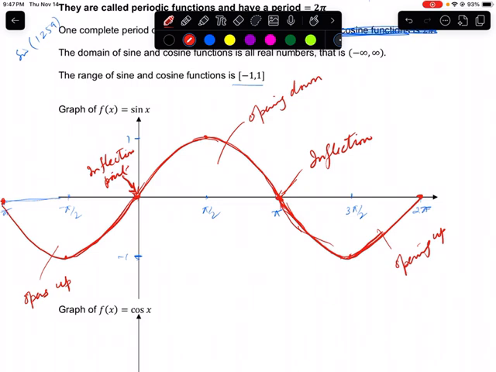So if you want, you can put the point values. This is pi, 0, this is 3 pi over 2, negative 1, this one is 2 pi, 0, and so on. This will be 0, 0, this will be negative pi over 2, negative 1, and so on. So you can do that.